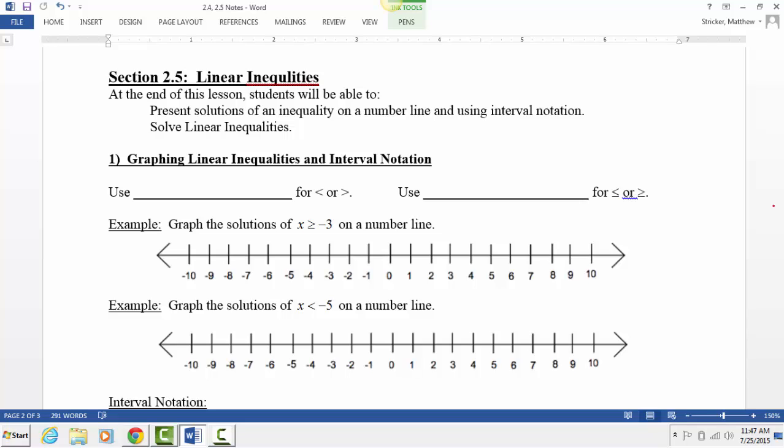Just starting out with a number line real quick, if I am graphing a linear inequality on a number line, the first thing I need to know is what kind of symbols we use if we have greater than or less than versus greater than or equal to and less than or equal to. If we just have a less than or a greater than, we are going to use open circles. Versus if we have a less than or equal to or greater than or equal to, we are going to use closed circles.